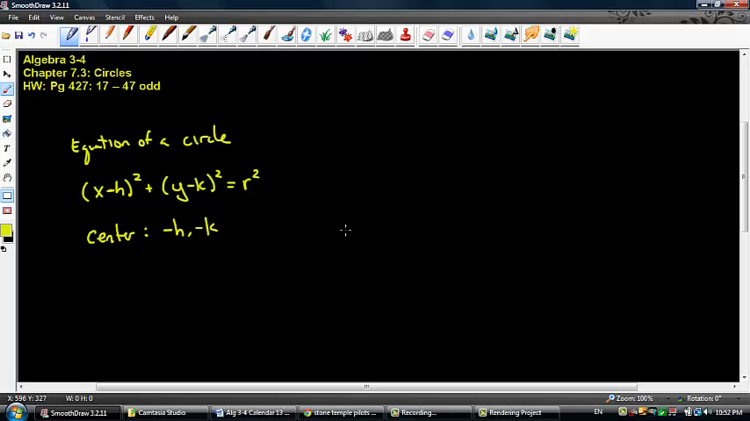So why don't we go ahead and graph a couple of circles. We'll just do a couple of examples on how to graph a circle. Example one: if I say (x plus 3) squared plus (y minus 1) squared equals 16, a couple things we got to know is that the center is at negative 3, positive 1.